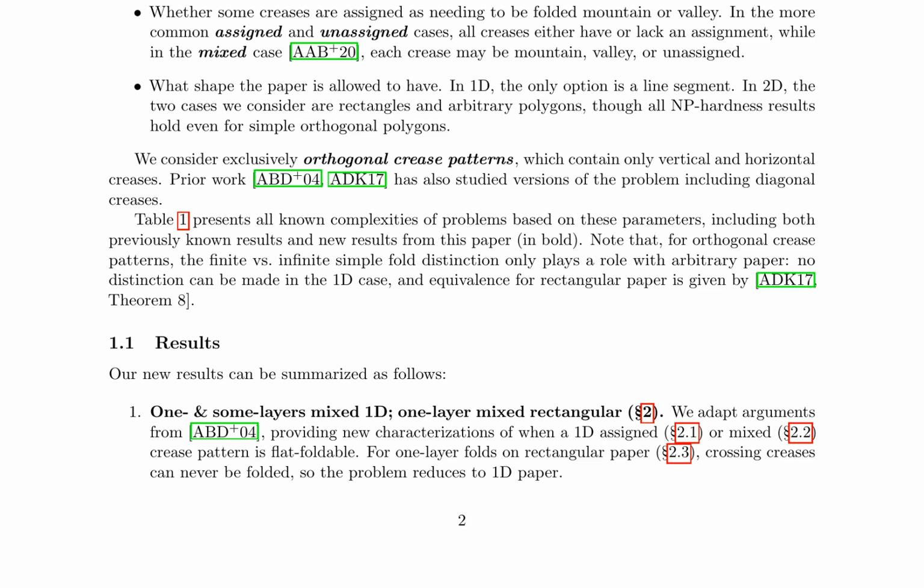The authors also highlight the distinction between finite and infinite simple folds, noting that this distinction only plays a role in the case of arbitrary paper, with no distinction possible in the 1D case and equivalence established for rectangular paper by prior work. The implications of these results are immediate from containment, denoted by subset-of and rightwards-double-arrow symbols, which represent the relationships between the different problem classes.